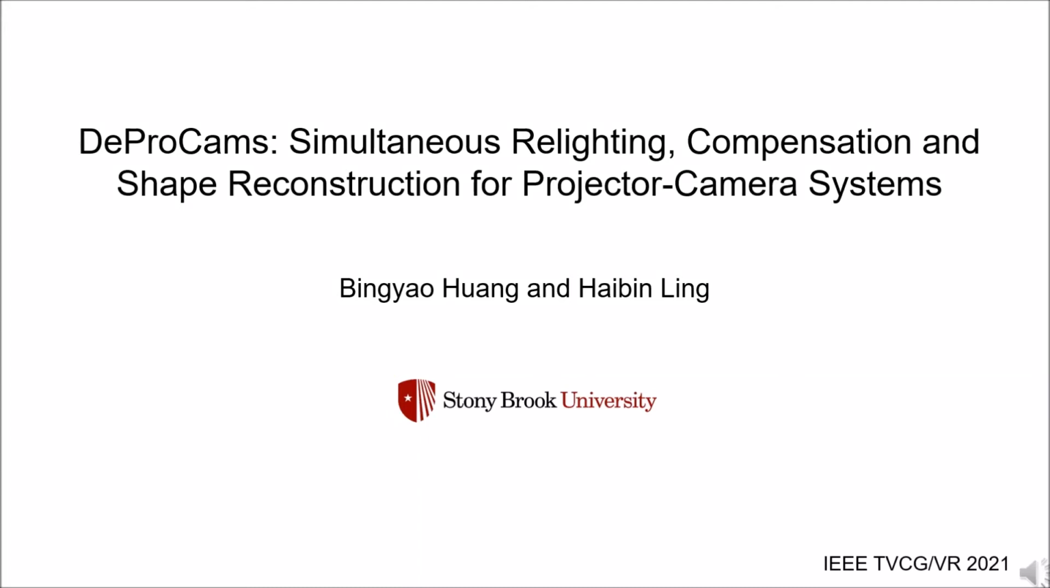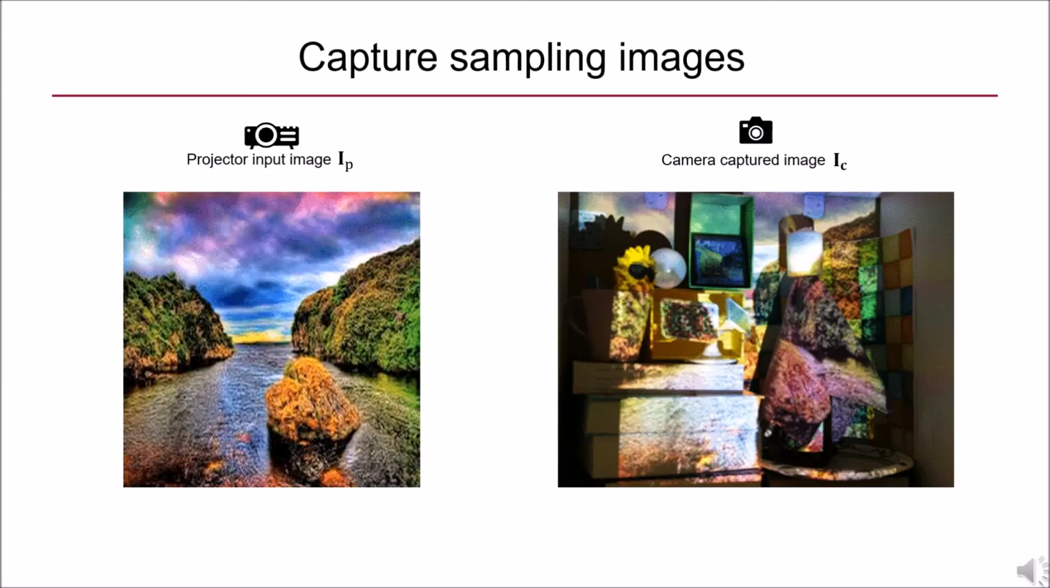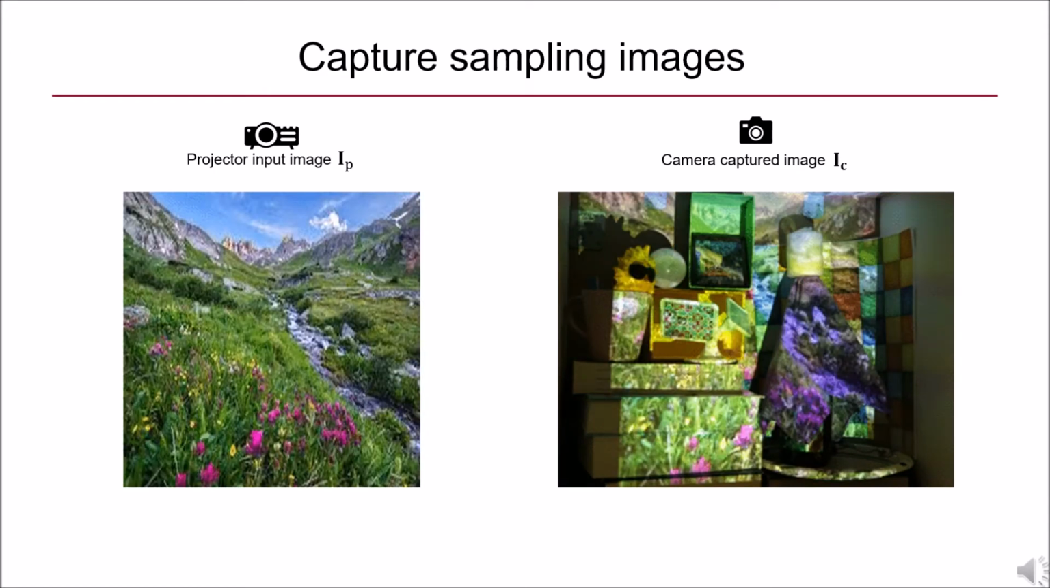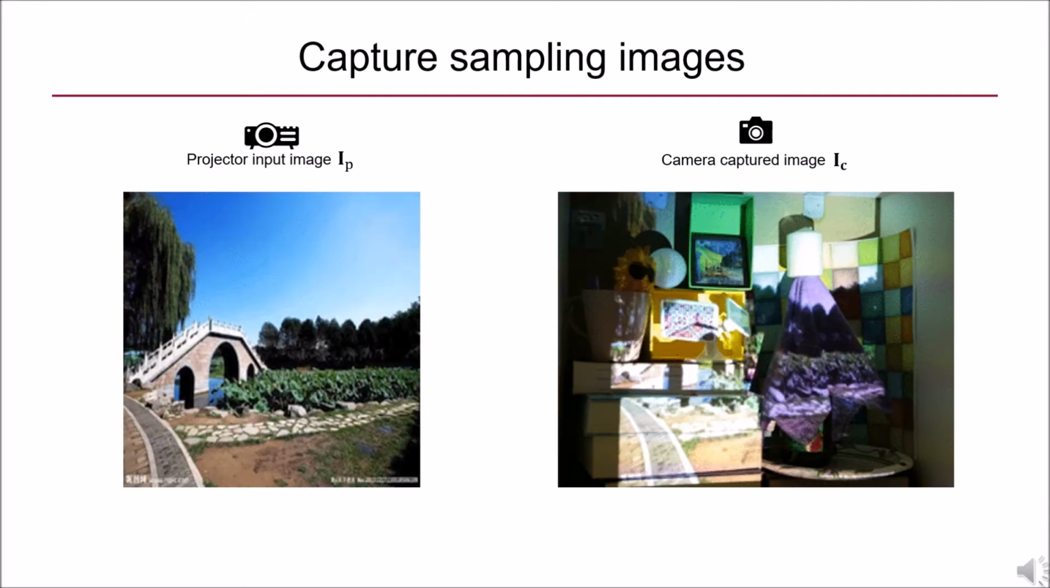We present a deep learning-based method named DeProCams for simultaneous relighting, compensation and shape reconstruction for projector camera systems. Our DeProCams starts with projecting and capturing a set of sampling images.